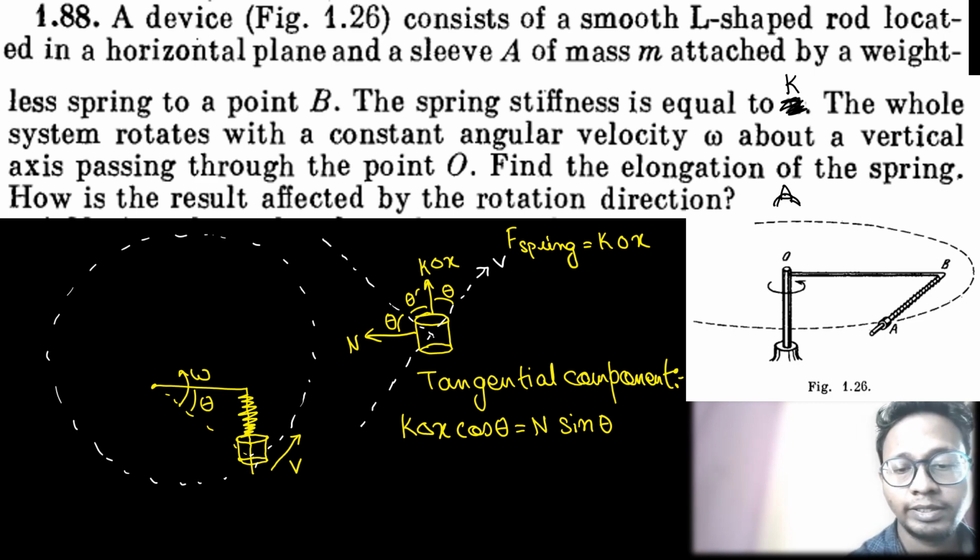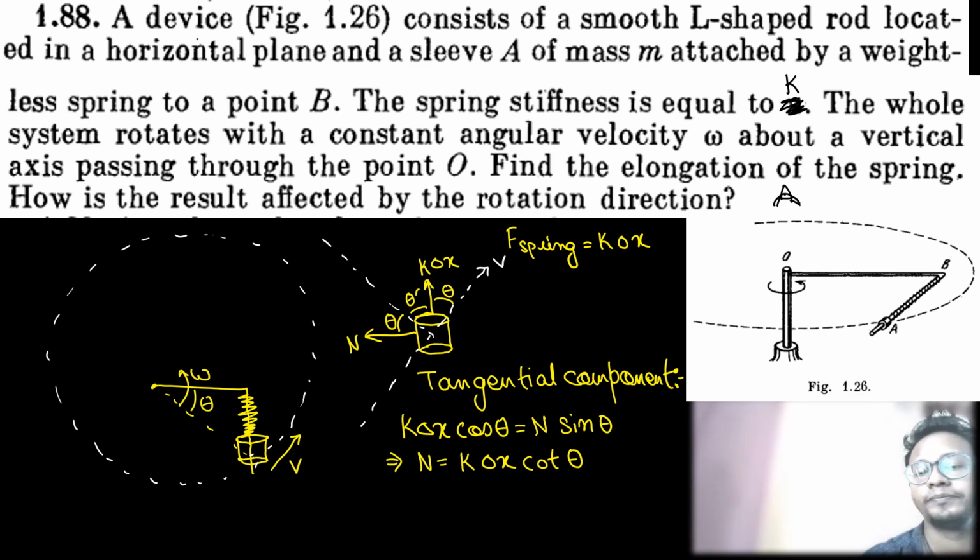So this is the tangential component of force. From here, can I write N is equal to K delta X? I'm sending this sine theta to the left hand side. Cos theta by sine theta is nothing but cot theta. So this is our equation number 1.